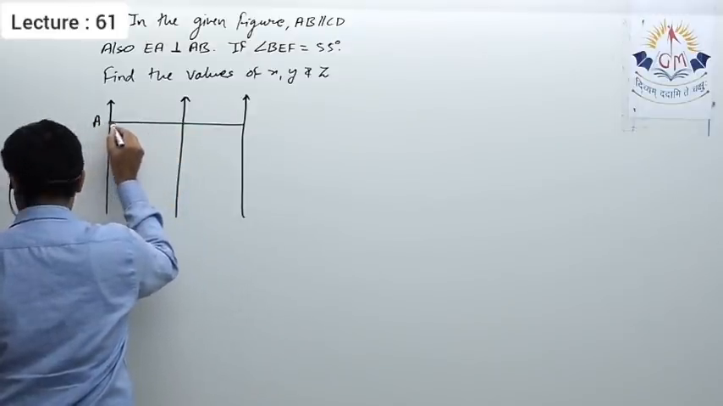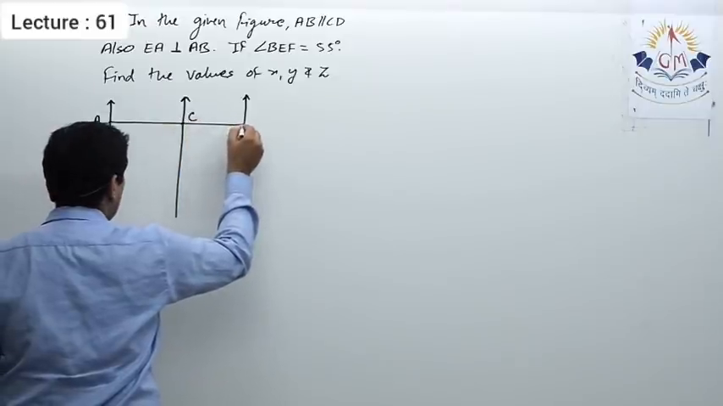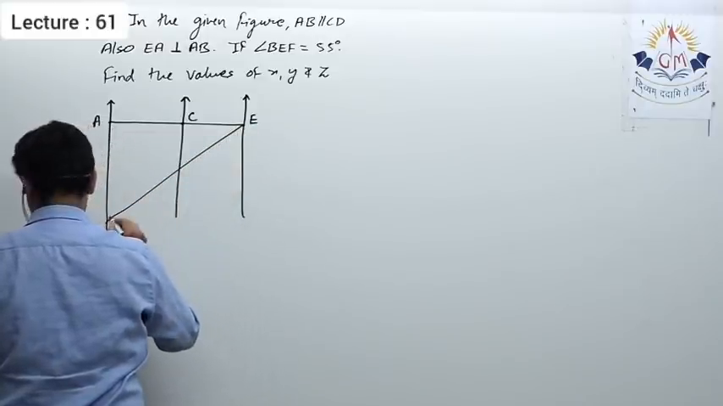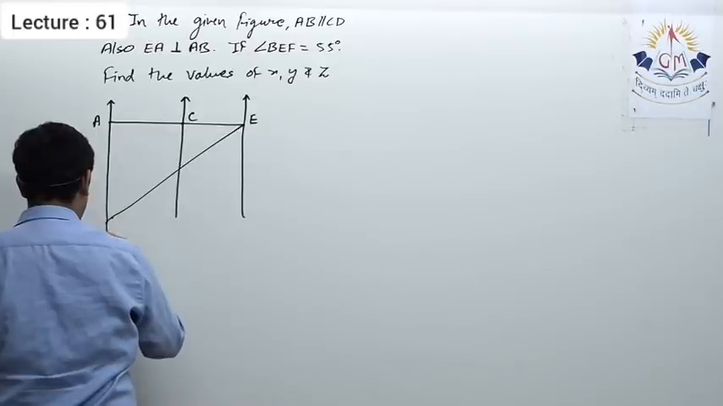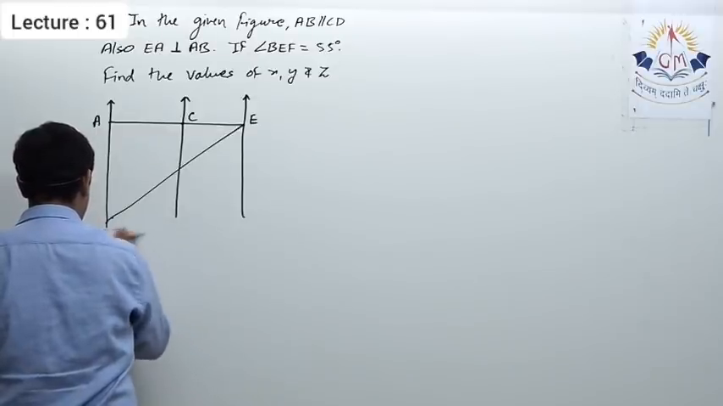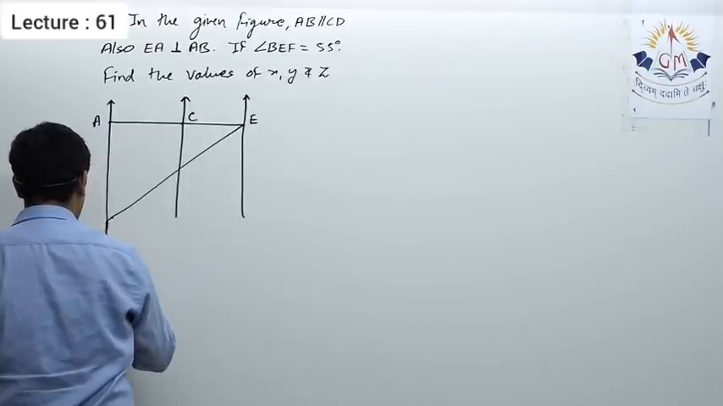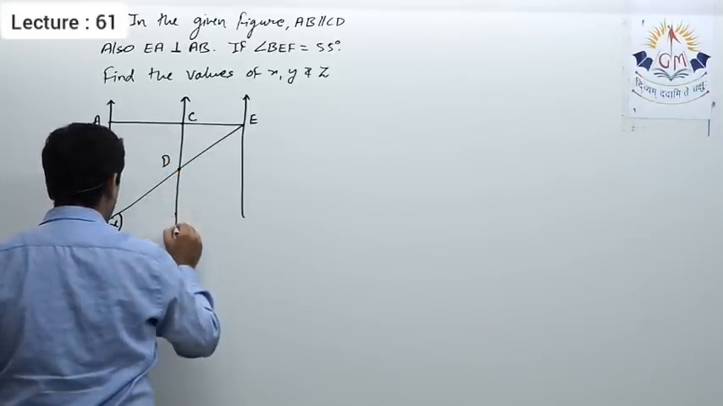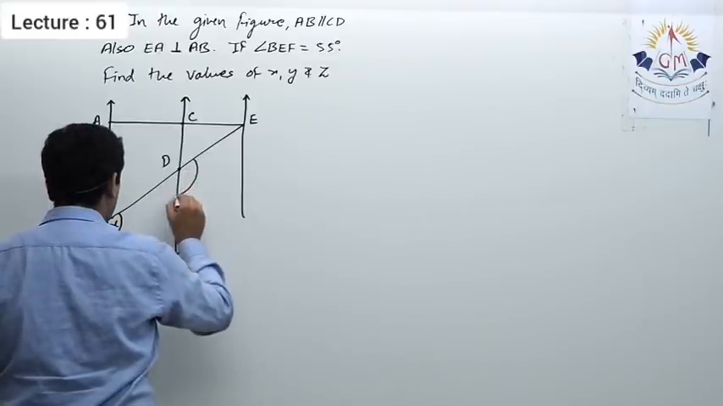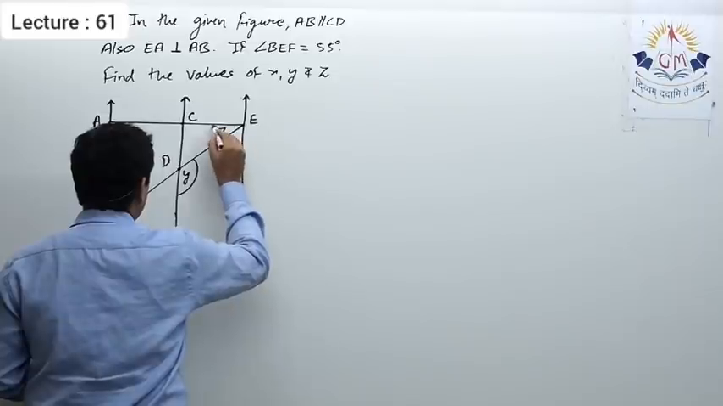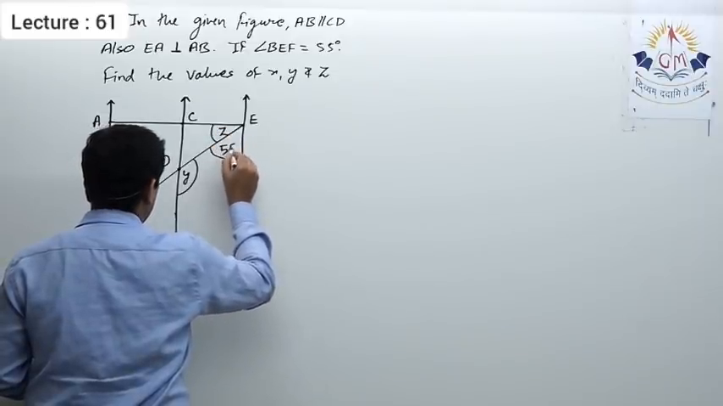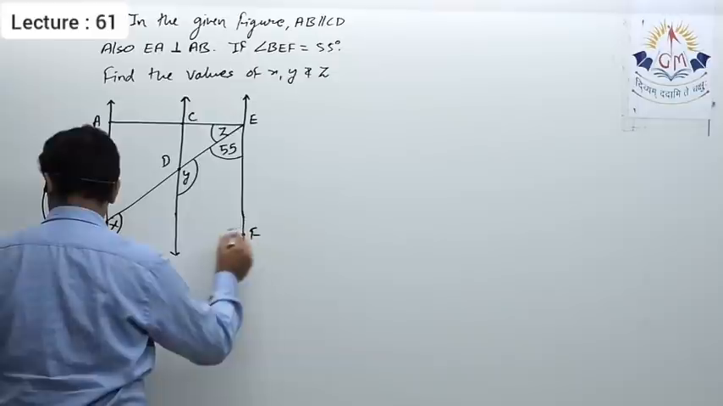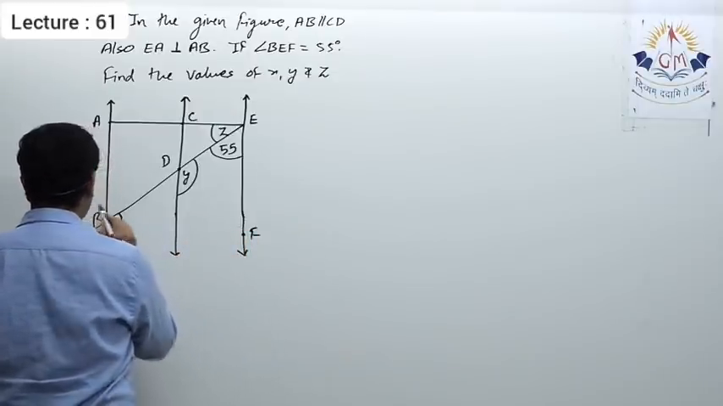This point is A, this point is C, then this is point E. Now this you have to find: this is X that we have to find, this point is D and this is Y that we have to find and this is Z that we have to find and this is 55 degree given. This point is point F, this point is B.